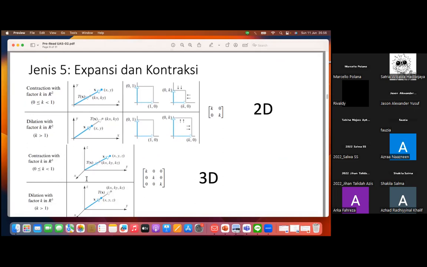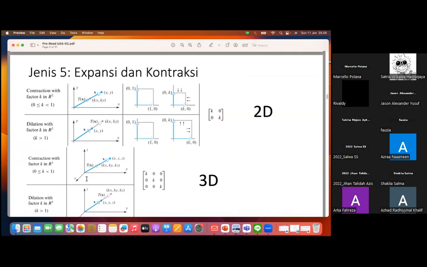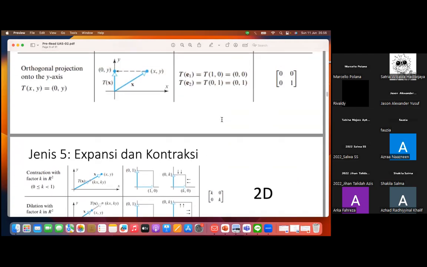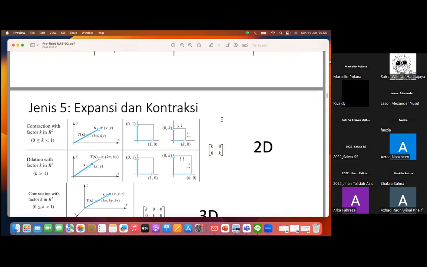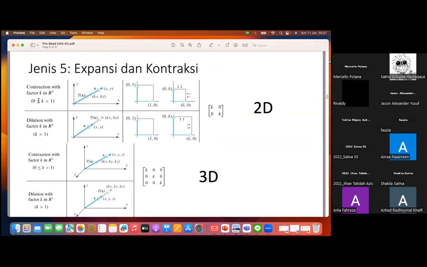Now this is expansion and contraction. This is similar to example 1a and 1b. However, if you look at the matrix here, the value of k applies in all directions. Previously it happened only in the x direction or y direction, now it happens in all directions. The same rules of k apply. If it's larger than 1, it's getting bigger. If it's smaller than 1 but greater than 0, it's shrinking, getting smaller.